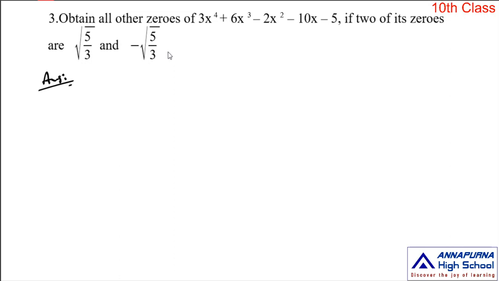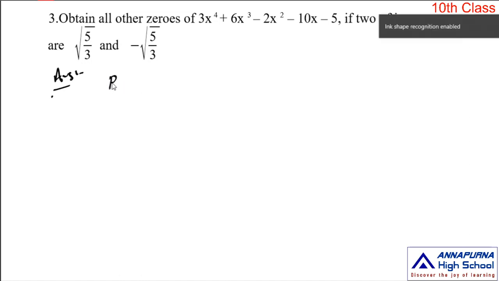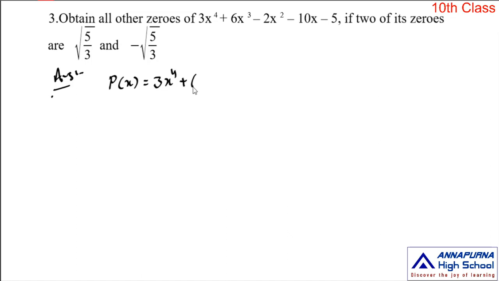So in this question, first we write the given polynomial. What is the given polynomial? It's 3x^4 + 6x^3 - 2x^2 - 10x - 5. So let us take that polynomial as p(x) = 3x^4 + 6x^3 - 2x^2 - 10x - 5. What is the degree of this polynomial? It is a fourth degree polynomial.